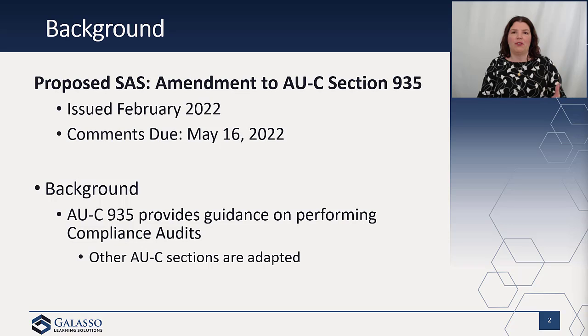So instead of looking for the risk of material misstatement, we're going to look at the risk of material noncompliance, which is made up of the inherent risk of noncompliance and control risk of noncompliance. So it talks about how you take the things that we already know and love from the audit standard and shift them in order to be applicable to a compliance audit. So 935 is really important when doing a single audit.